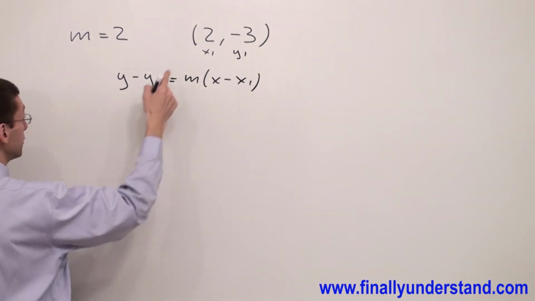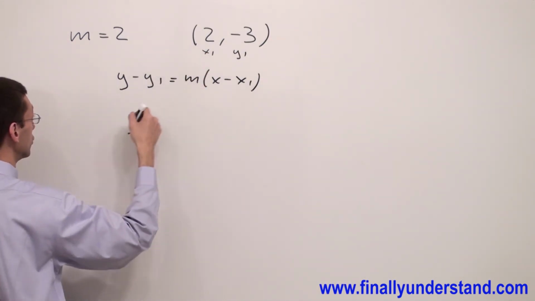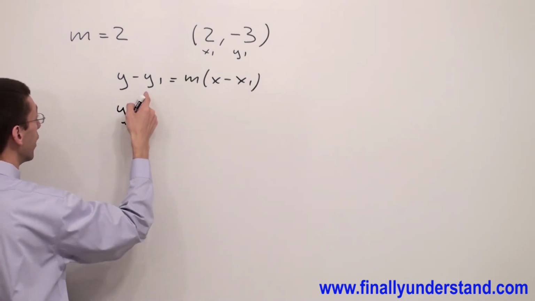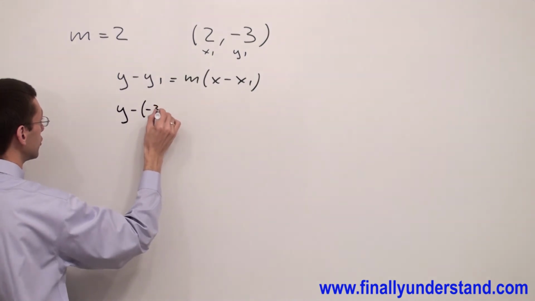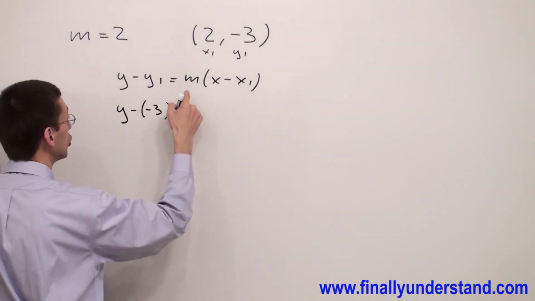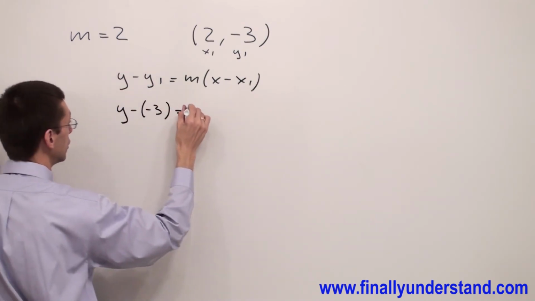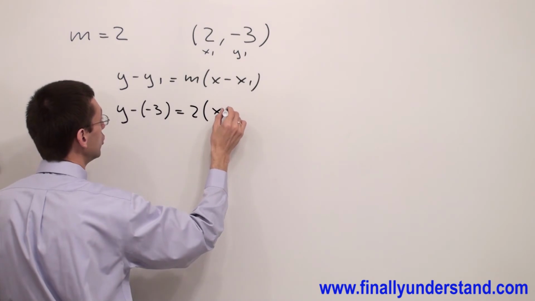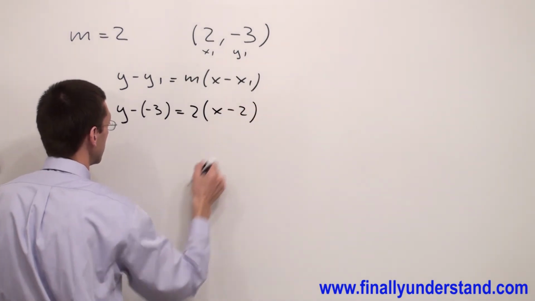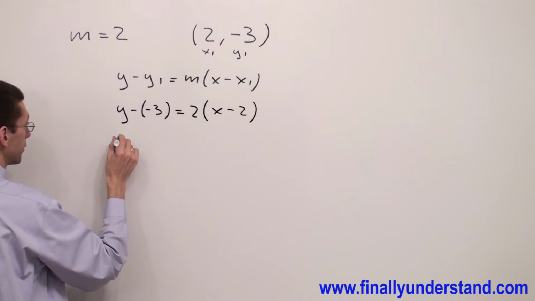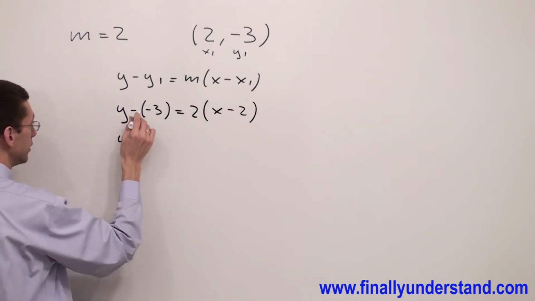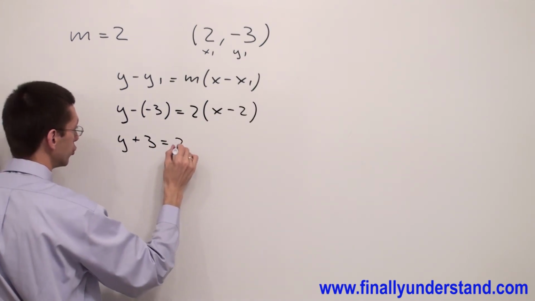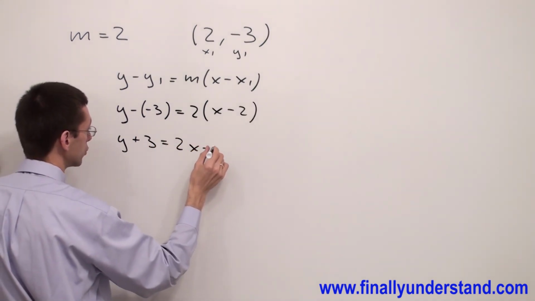Next I have to plug in these values into my formula. So I have y minus, and my y1 is equal negative 3, equals slope 2 times (x minus 2). So this is y plus 3, negative times negative gives me positive, equals 2x minus 4.